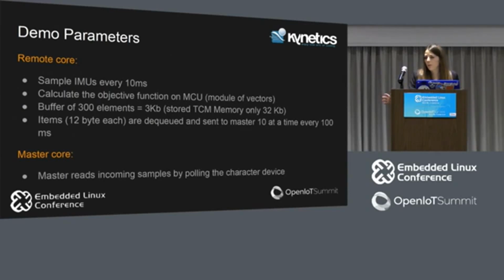On the master core, we have a much simpler application. It's a user space Linux application that just polls the character device, which represents the rpmsg endpoint, and dumps the data received on a text file.